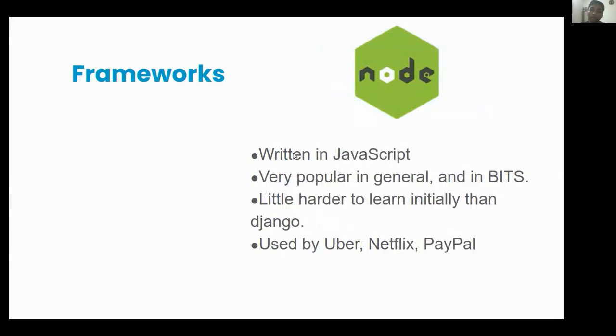The second framework which has really picked up on campus, and there have been a lot of projects made last year using this, is Node.js using the Express framework. It is a little harder to learn than Django, but it will give you a deeper understanding of how the web actually works. It is used by Uber, Netflix, PayPal. It is really easy to make chat applications, anything real-time: chat, games, real-time communication.